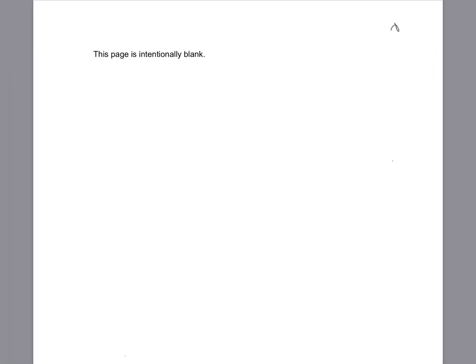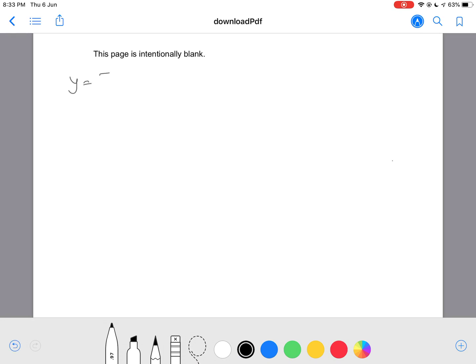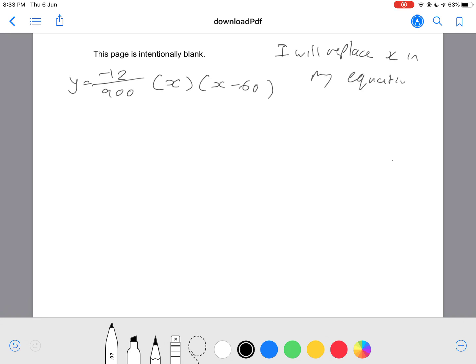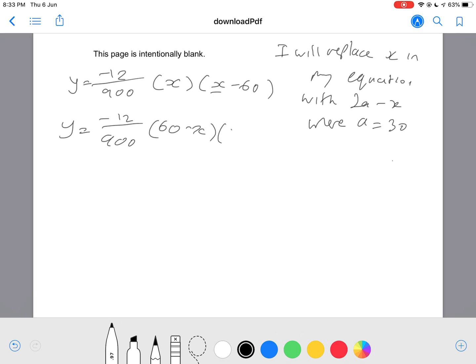Starting with our parabola. The equation of our parabola was y equals negative 12 over 900 (x minus 60). Now what we're simply going to do is say I will replace x in my equation with 2a minus x, where a equals 30. So now our equation becomes y equals negative 12 over 900, x becomes 60 minus x, and this x here becomes 60 minus x minus 60. So y equals negative 12 over 900, (60 minus x), (negative x). And that should be the equation for your transformed graph. So basically you just reflected the graph on the line of x equals 30.